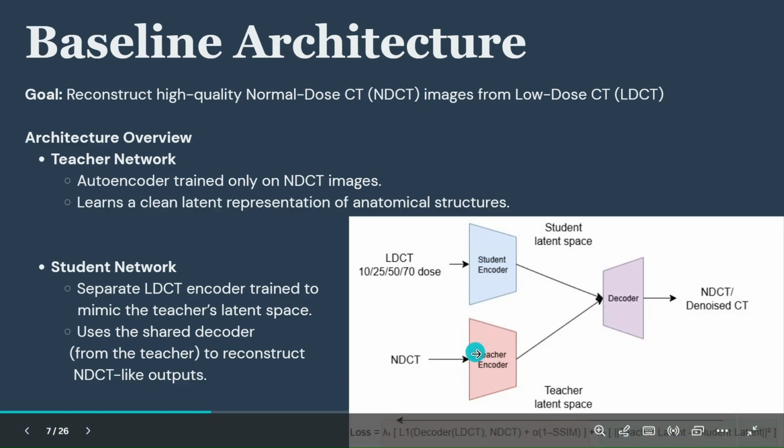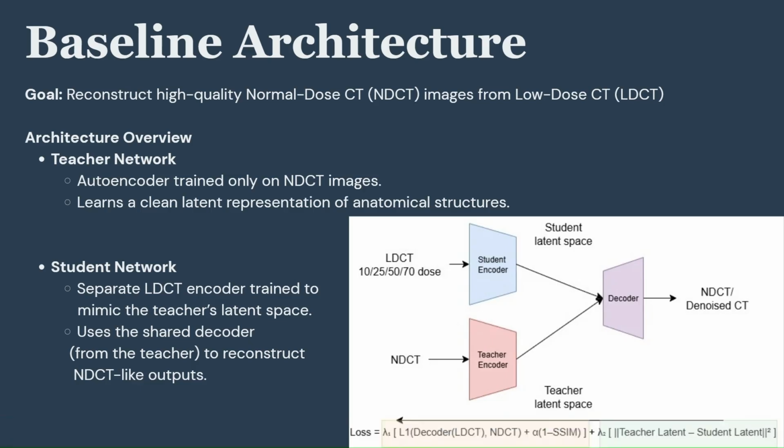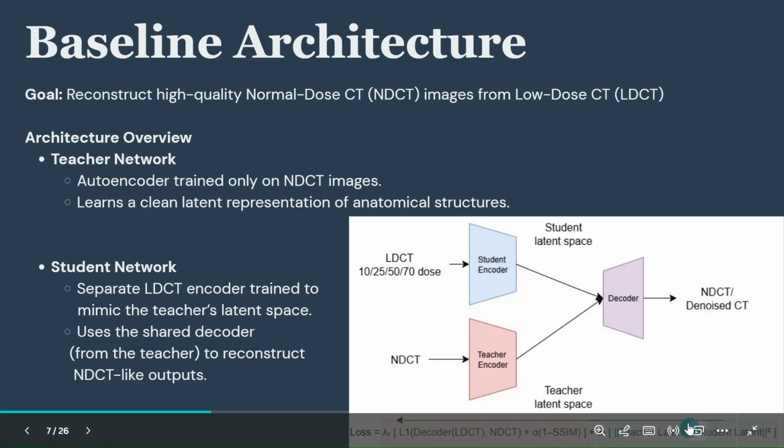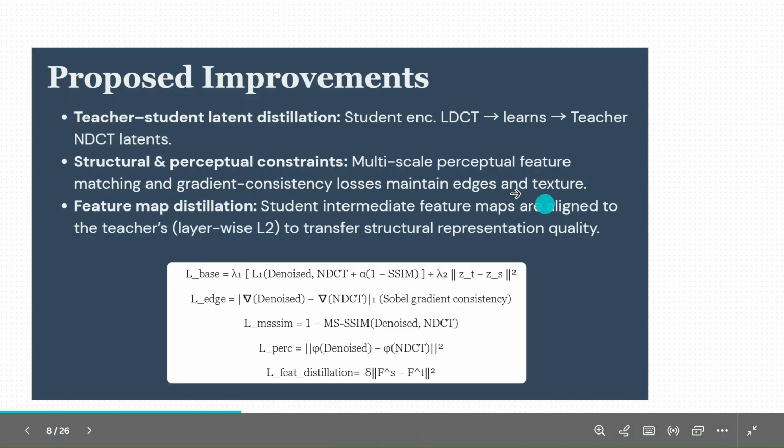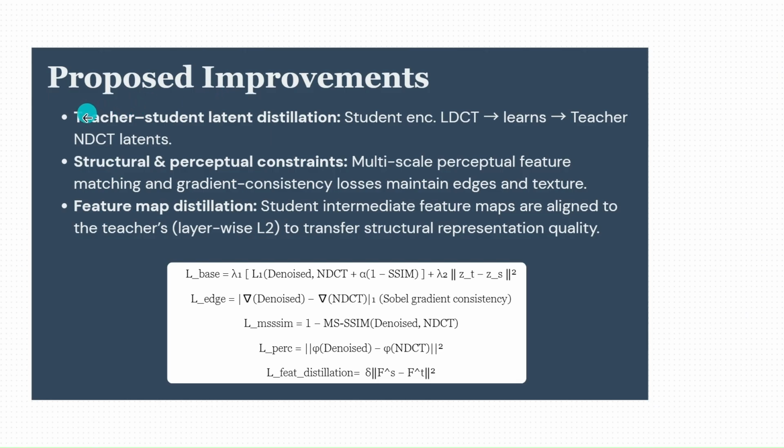Our losses include the L1 plus SSIM loss for reconstruction quality and latent L2 loss, which is shown in the green part here. Now on to the proposed improvements. So firstly, the improvement that we suggest is teacher-student latent distillation as well as feature map distillation, forcing LDCT latents to match the NDCT latent distribution.